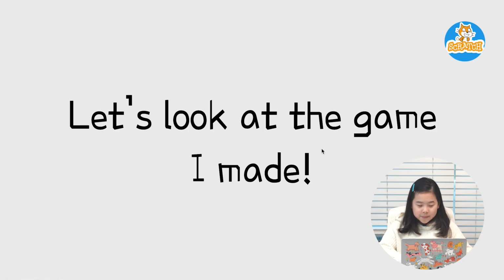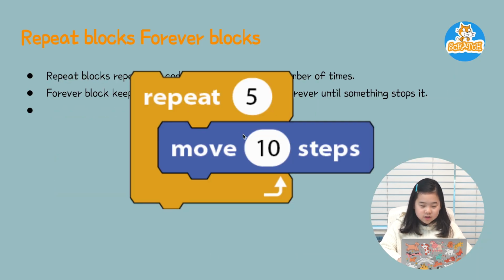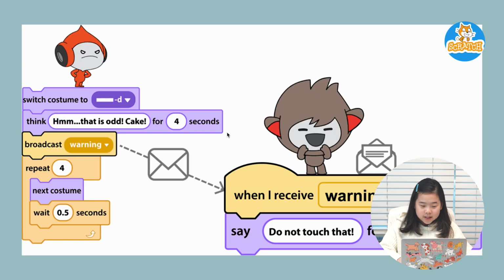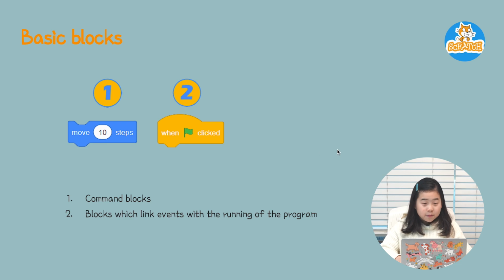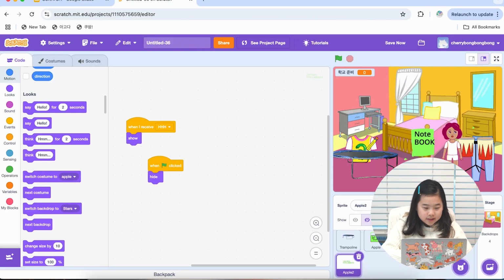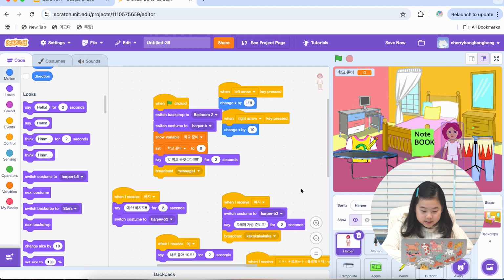Let's look at the game I made with these codes used, such as repeat blocks, forever blocks, broadcasting blocks, move 10 steps, and when the flag is clicked. Before we see the game I chose, let's see how we use those things. First, this is the place where you do this. Let me show you other elements.